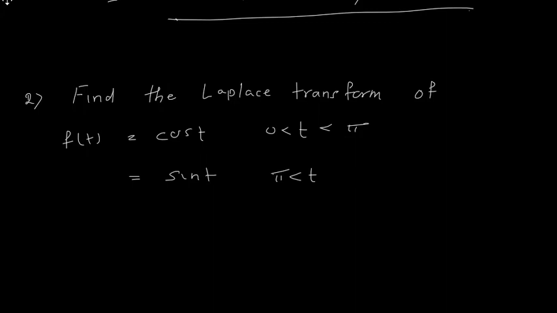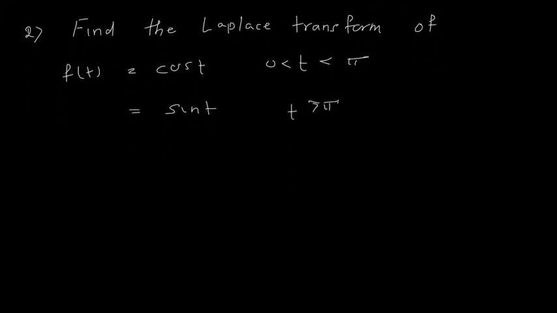So for t greater than pi, okay, this can also be written as t greater than pi. So this is how our function f of t is defined. F of t is cos t for t between 0 to pi and is equals to sin t for t greater than pi. We have to find Laplace transform. So what I will say? I will say Laplace of f of t is equals to 0 to infinity e raised to minus st into f of t dt.